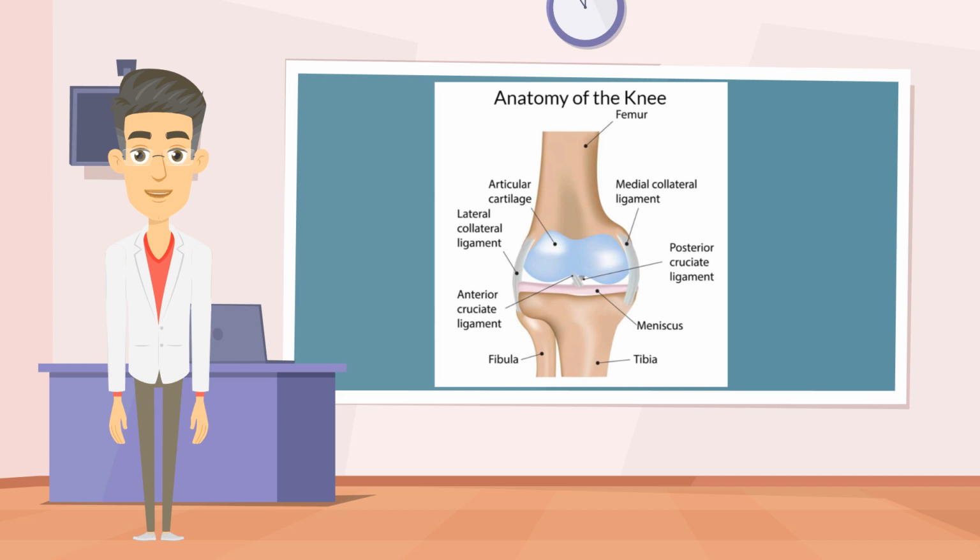In addition to the ligaments, other structures within the knee, such as the menisci and the joint capsule, may also be affected during a sprain. Damage to these structures can further contribute to knee pain, limited range of motion, and knee instability. So let's now take a look at how a knee sprain occurs.